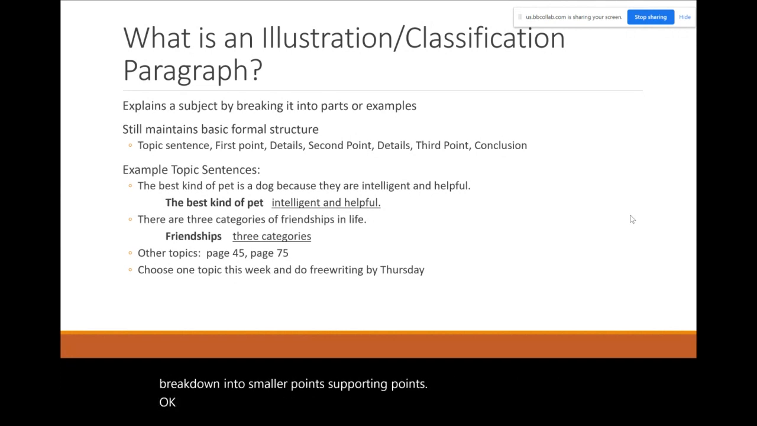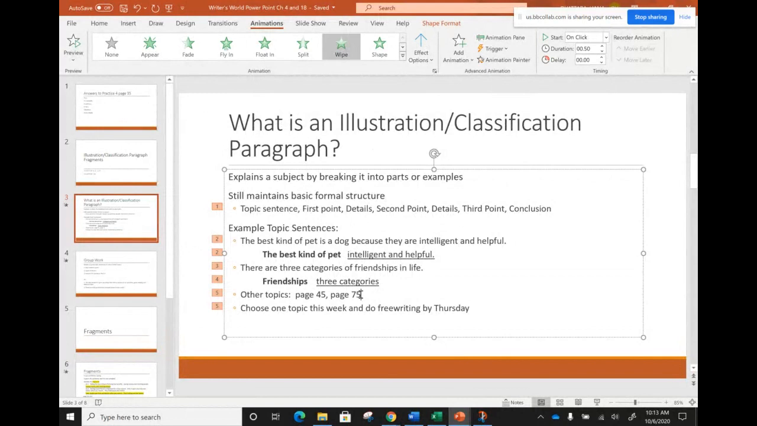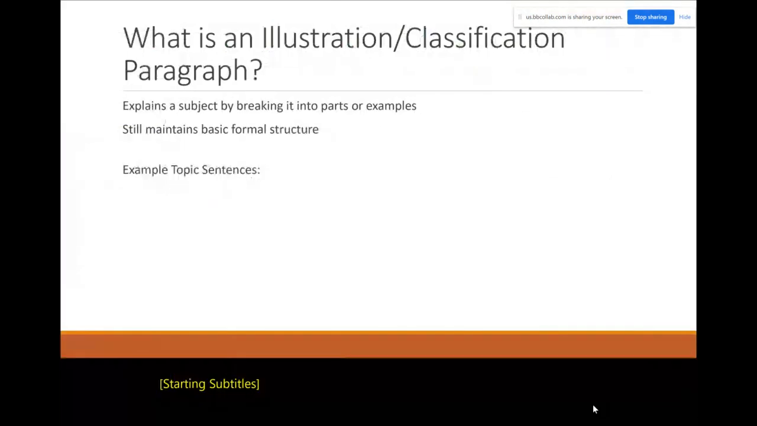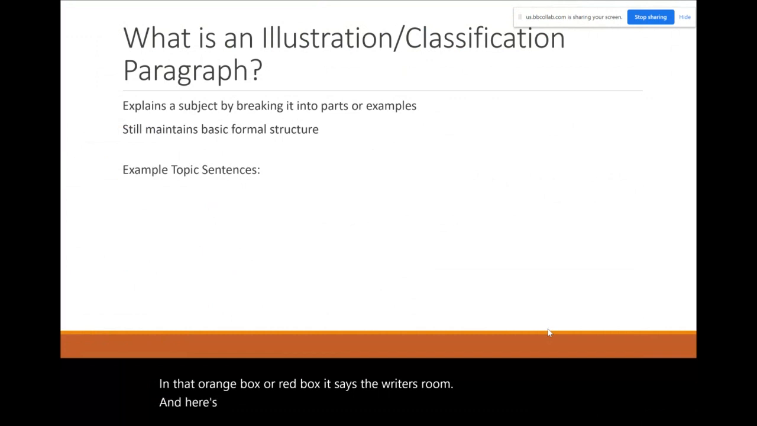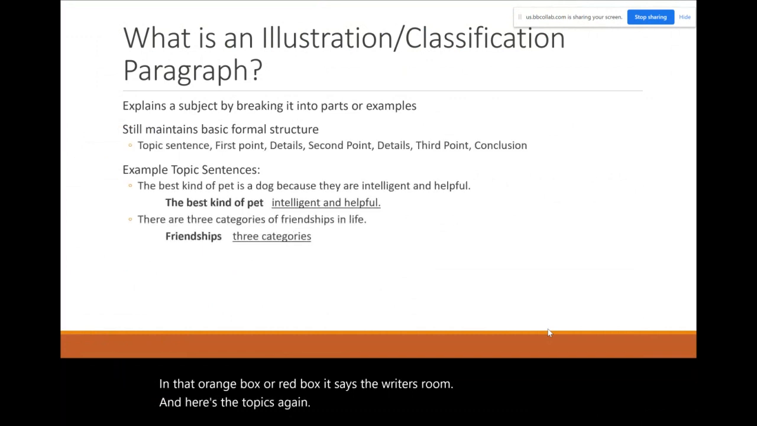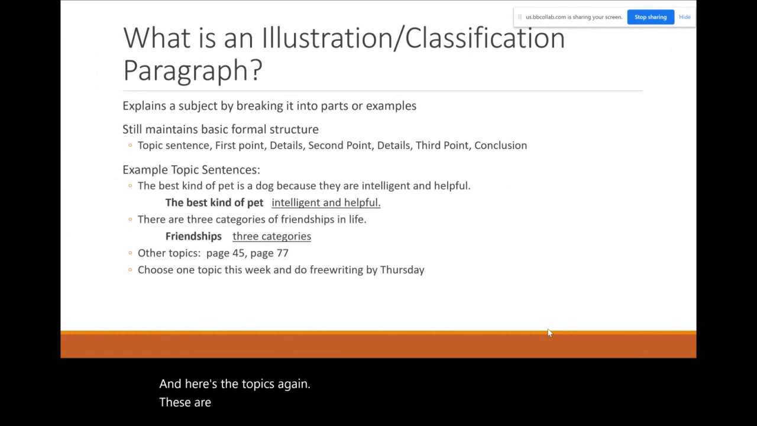Okay, look over at page 77. It says page 75. This should be page 77. Let me correct this. Look at page 77, and I want you to see in that orange box or red box, it says the writer's room. And here's the topics again. These are classification topics. And look, they're very similar to the topics on page 45.